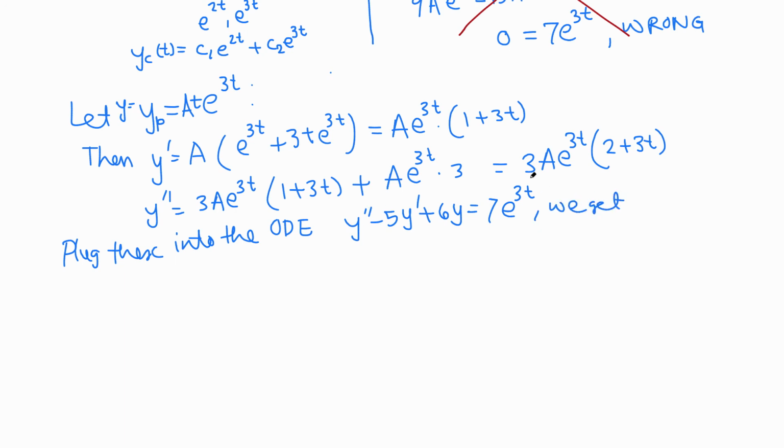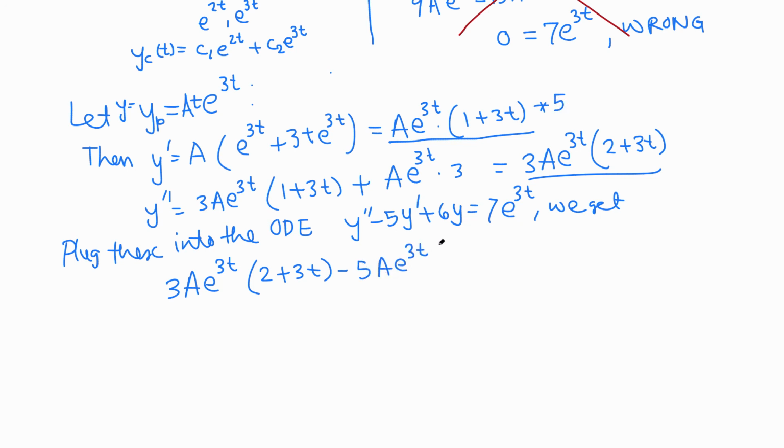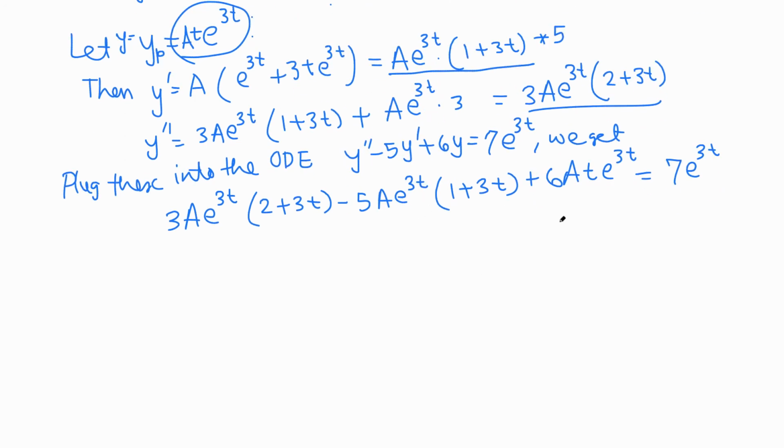So y double prime is 3a e^3t times (2 plus 3t), minus 5 times y prime. y prime is here, we just multiply by 5, so 5a e^3t times (1 plus 3t), plus 6y, 6 times a t e^3t, equals the right hand side, just 7e^3t. Hopefully we will be able to find the value of a.